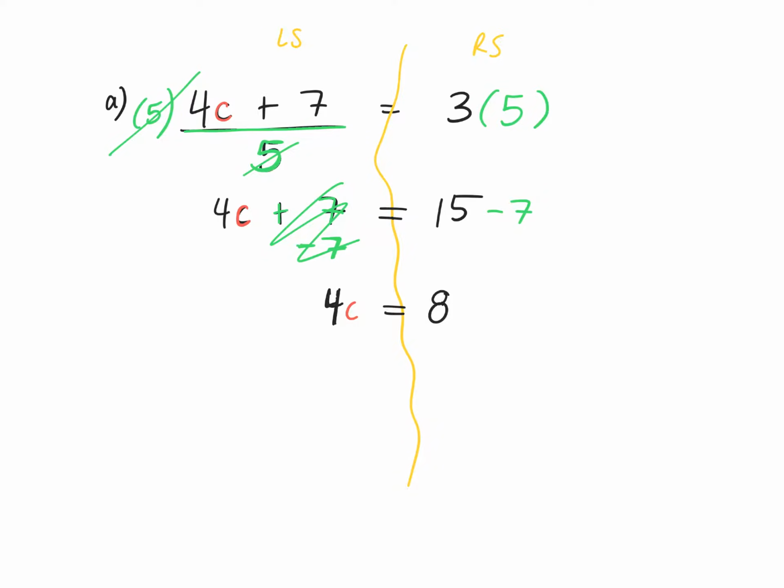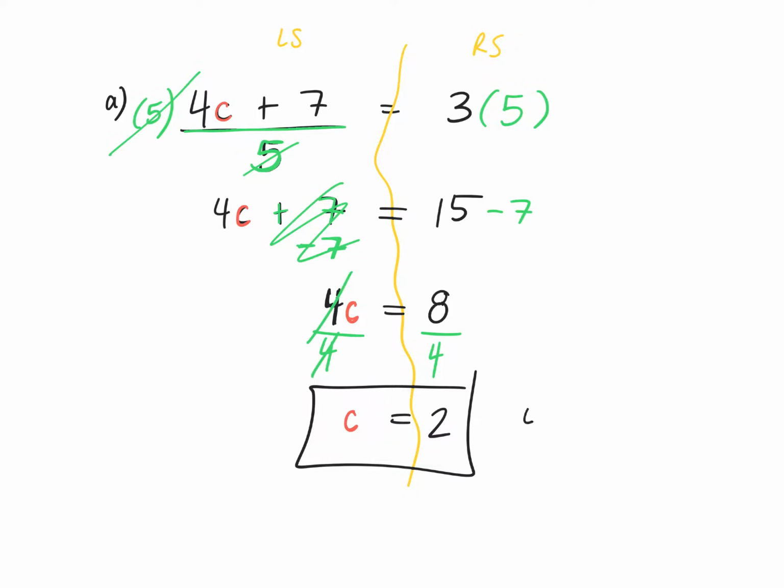4 multiplied by C. The opposite of multiplication is division. We're trying to get C by itself. So what do I have to do to the right side? Same thing, divide by 4. And I got C alone, which is what I was trying to do. Let's just simplify it now. What's 8 divided by 4? That's it. That's your answer.